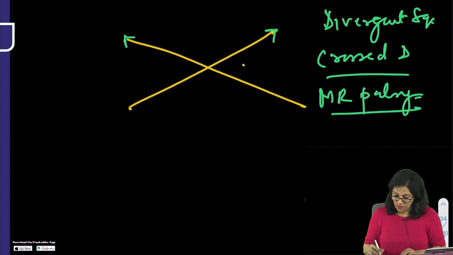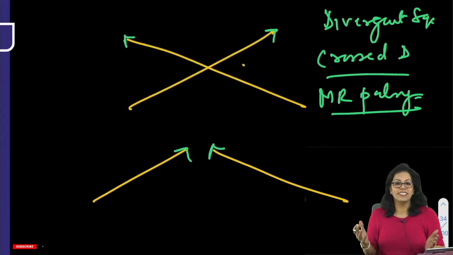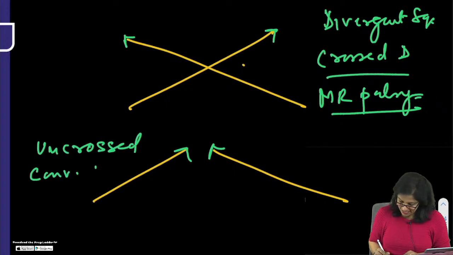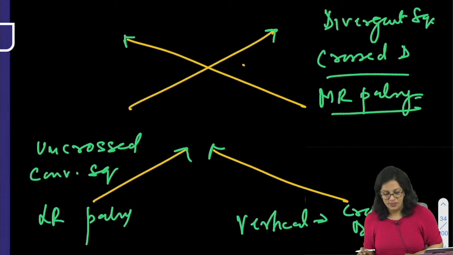Okay, and vice versa, let's make the vice versa. Convergence, how do we show convergence? Like this. If we show convergence like this, is there any crossing? No. So, uncrossed diplopia in convergent squint. That is lateral, because then only you can answer the questions on Maddox rod, right?